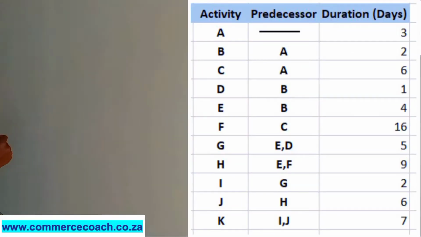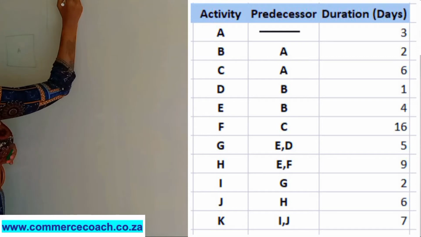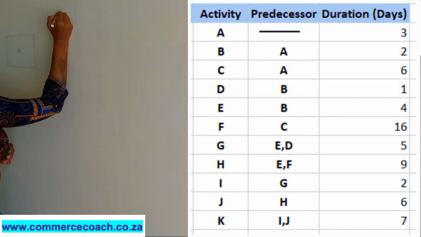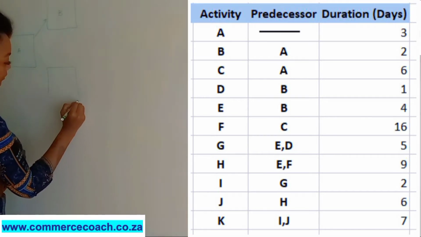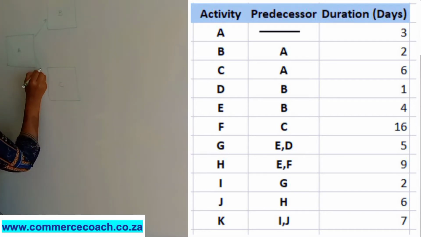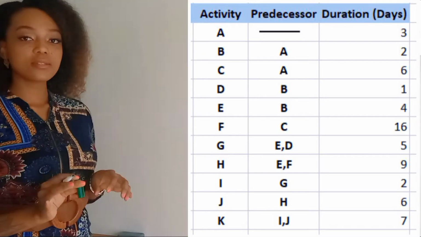So let's get started with drawing our network diagram. Since our starting point is A, we'll draw a node representing A. And then, now that A is done, we can move to activity B and C. So we'll draw activity B over here, and activity C over here. The arrows that I'm drawing indicate the relations between the various activities. They also show the manner in which the activities should occur.